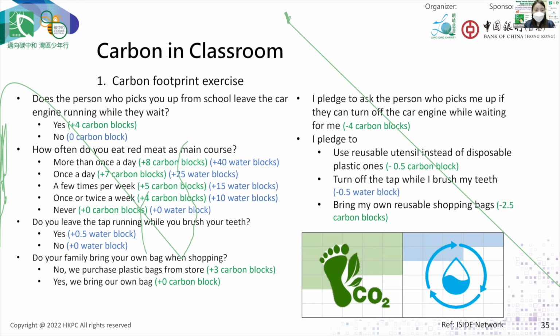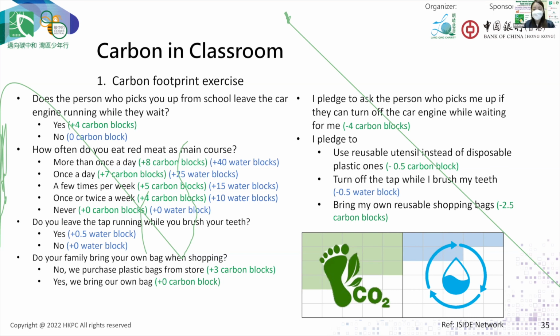For example, we can ask, how often do you eat red meat as a main course? If you consume it more than once a day, you will get more carbon blocks, which indicates your habit. Or do you leave the tap running while you brush your teeth? If their answer is yes, they will get more water blocks. And if their answer is no, no block will be added for this activity.